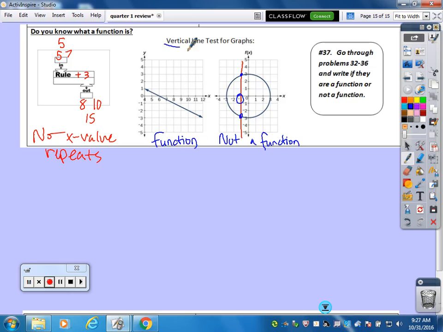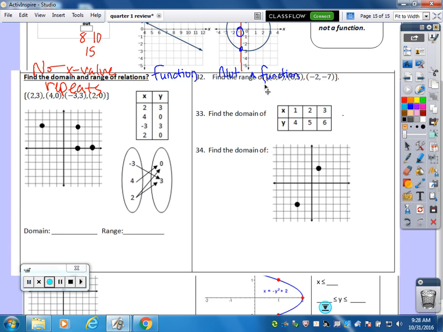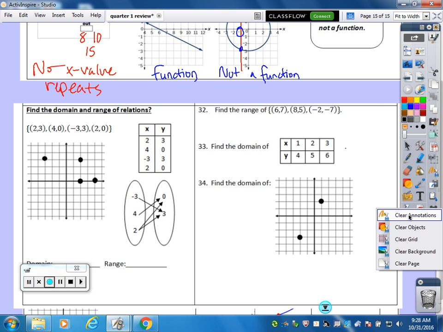So with that vertical line test, the only thing I want to point out is that vertical lines always fail the vertical line test. That's always the tricky one. So for our problems on this, pause and go through 32 and 36 and write if they are a function or not a function. I'm just going to bring them up right down here. There we go. And we're going to decide if these are functions or not functions.